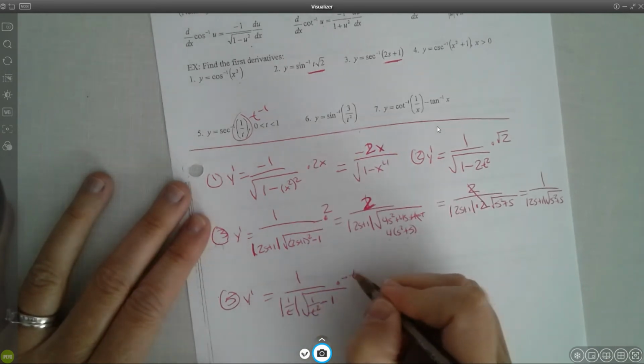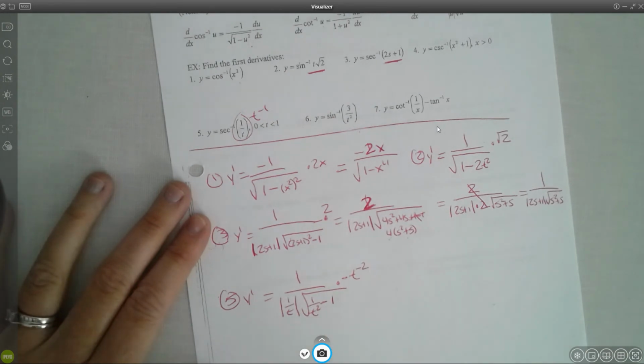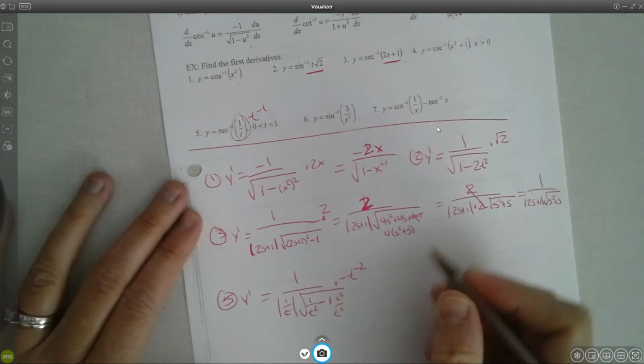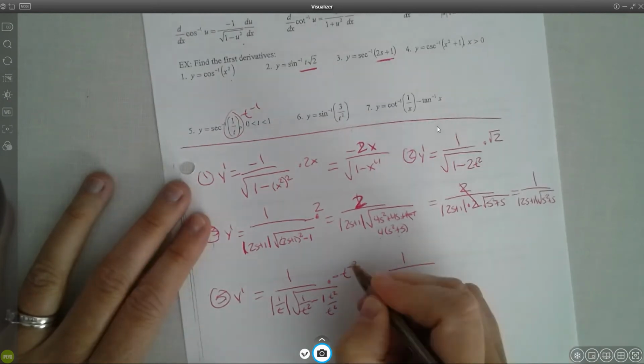I always forget that part. So bring down your power, subtract 1. So I need to get a common denominator right here. So I'm going to multiply this side by t squared over t squared. So I'm going to put this term on bottom.